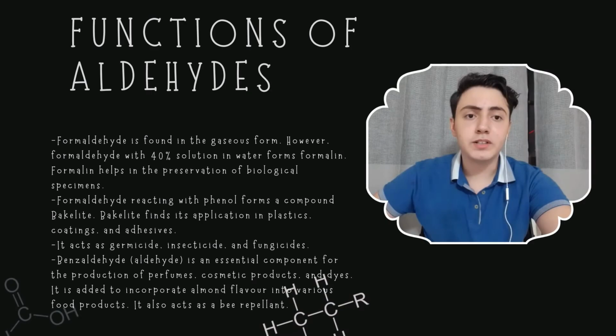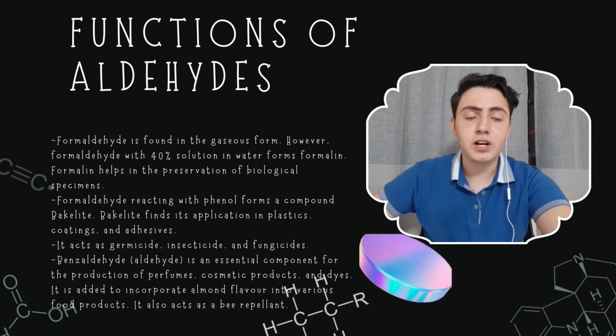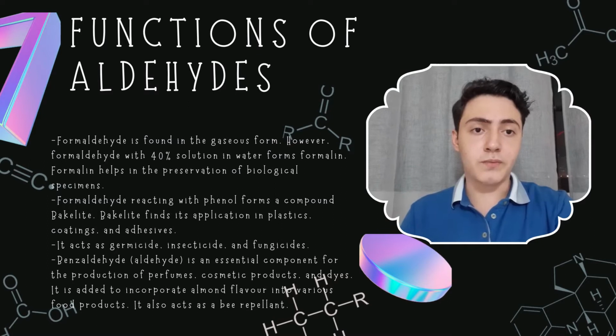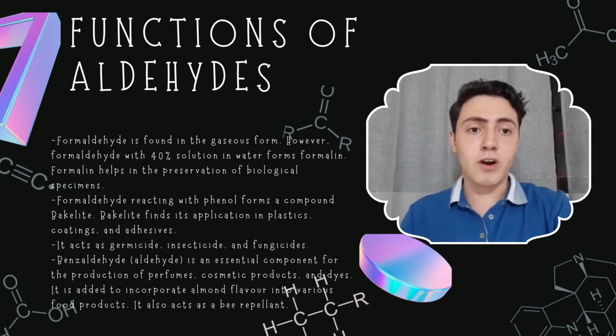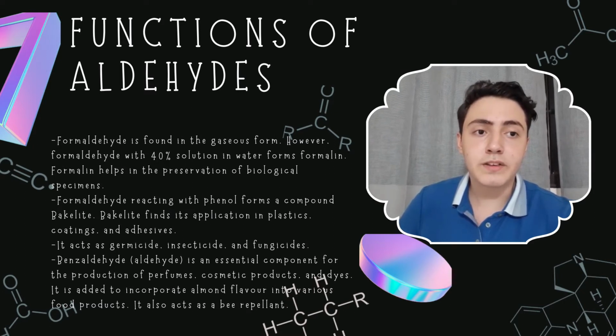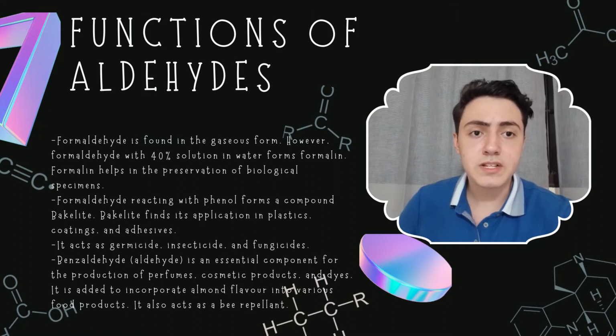Okay, I'm going to talk about the applications and functions of aldehydes. Formaldehyde is found in a gaseous form. However, with 30% water it forms formalin. Formalin helps in the preservation of biological specimens. The third reaction is with formaldehyde and phenol. It creates a reaction product called Bakelite. It is found in plastics, coats, and adhesives.